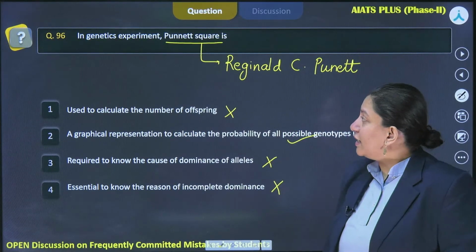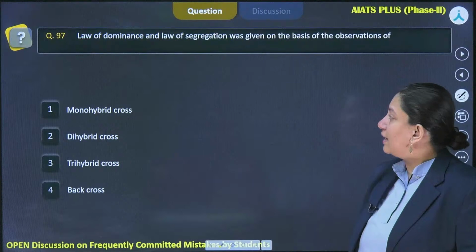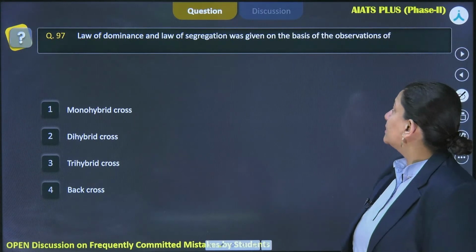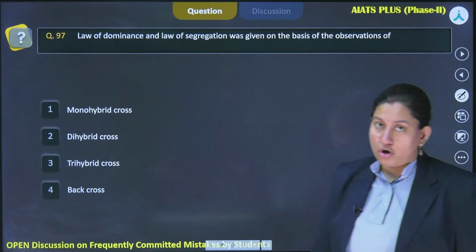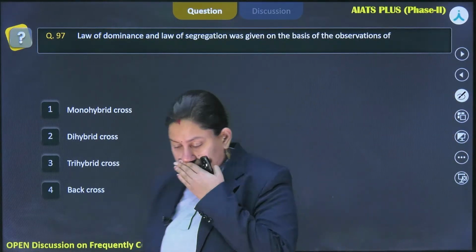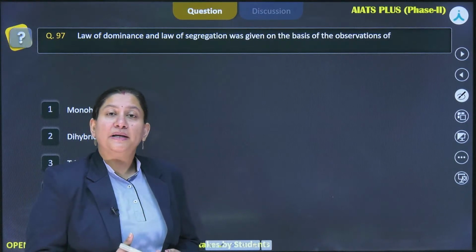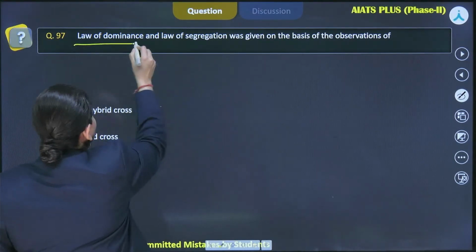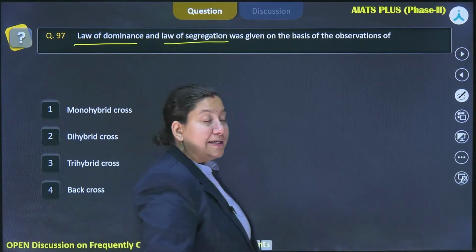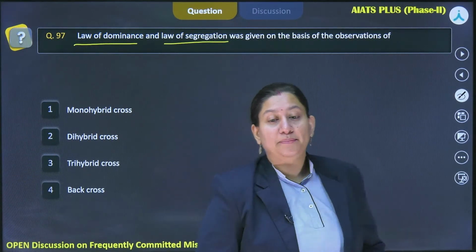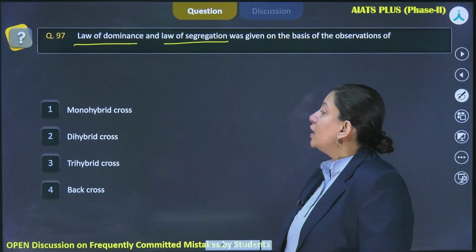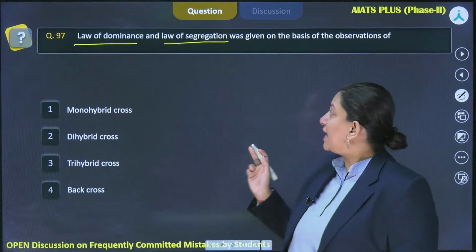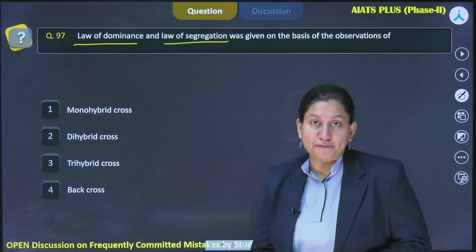All right. Now let's get back to the next question, and that talks about the law of dominance and the law of segregation, which were given on the basis of the observations of. So when we talk about Mendelian genetics, he basically proposed three laws: the law of dominance, the law of segregation, and the law of independent assortment, right? So if we talk about the law of dominance and the law of segregation, how could we infer them?